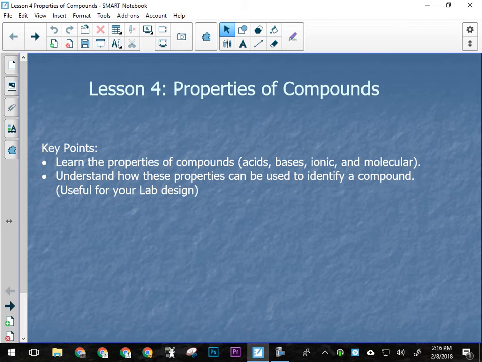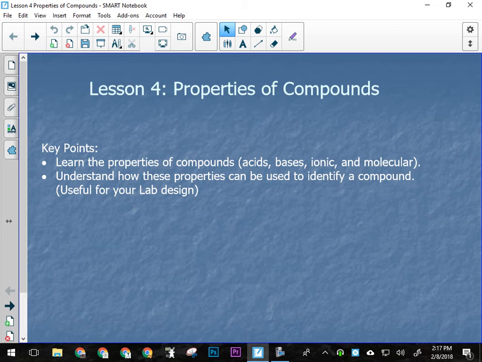Right now, that probably seems like kind of a daunting task because we don't know very much about the properties of ionic and molecular compounds. But after today, we will know quite a bit more. And given an unknown compound, we should be able to have a pretty good idea of what compound that probably is based on its physical properties.